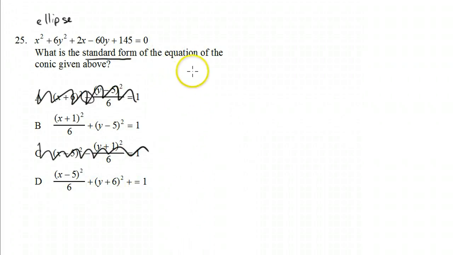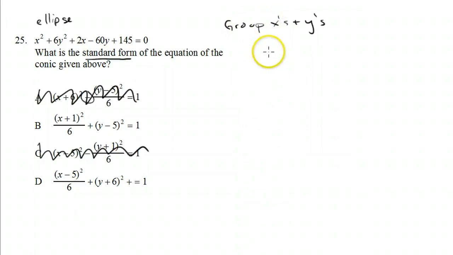So our first step in putting it in standard form is to group the x's and y's, and then move that 145 to the other side. So grouping them together, I am going to get x squared plus 2x, and then for the y's, plus 6y squared minus 60y. And then moving that number to the other side gives us equals negative 145.